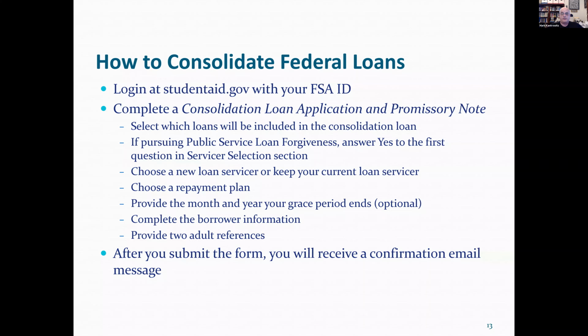There is an option if you tell them when your grace period ends, you can wait until the end of the grace period to consolidate the loans. So it's built in there. You need to provide your name, social security number, date of birth, permanent mailing address, telephone number, email address, driver's license information if you have a driver's license, employer's name, address, and telephone number as part of this process.